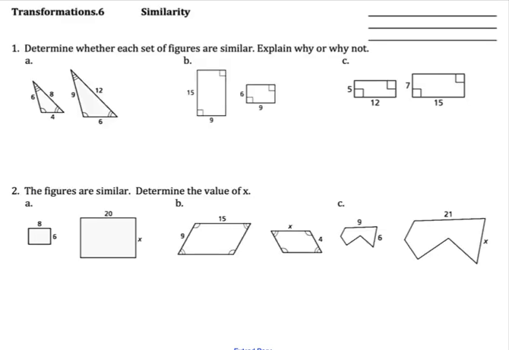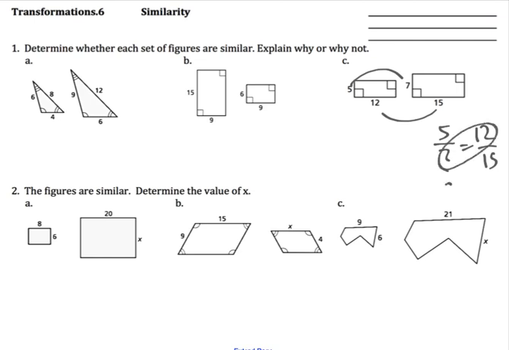Now, on the assignment, let's do a quick preview of the assignment. Determine whether each set of figures are similar. Explain why or why not. If they are similar, then corresponding angles are the same and corresponding sides are proportional. So if we take a look here, let's do part C. If we compare here 5 to 7 and 12 to 15, these would have to be proportional. 5/7 and 12/15. That doesn't actually work out.